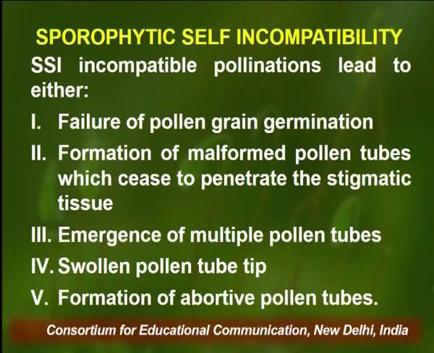The sporophytic self incompatible pollinations lead to the failure of pollen grain to germinate, or if the pollen grain germinates, there is formation of malformed pollen tubes which cease to penetrate the stigmatic tissue, or there can be emergence of multiple pollen tubes, or even the tip of the pollen tube can get swollen, or there can be formation of abortive pollen tubes. In case of any of these situations, there will be an incompatible reaction.